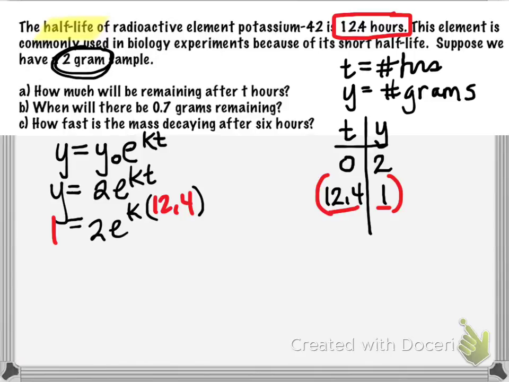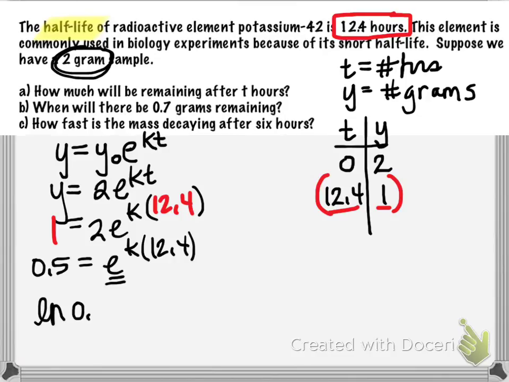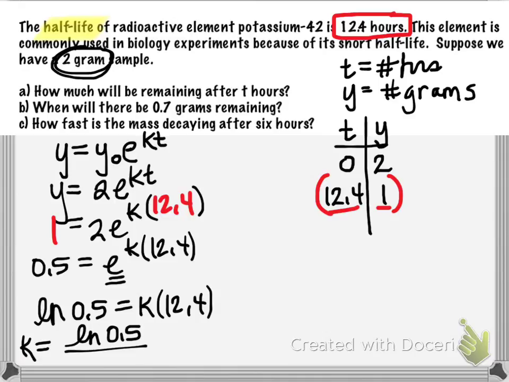So now we're going to solve for k. Dividing by 2 first. And this is an exponential equation, so now we'll write this equation in log form, the base of the logarithm being e. So log base e is natural log. Natural log of 0.5 equals k times 12.4. Therefore, k equals the natural log of 0.5 divided by 12.4. So this is the exact value for k.